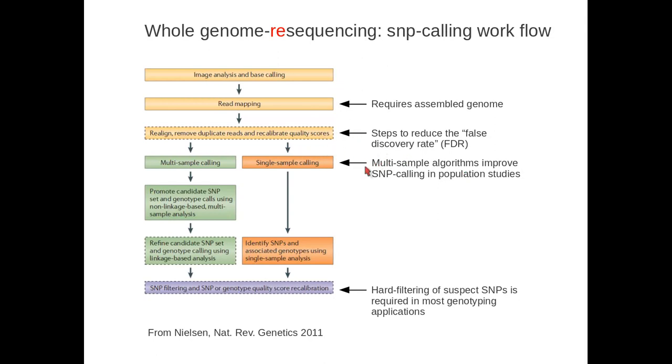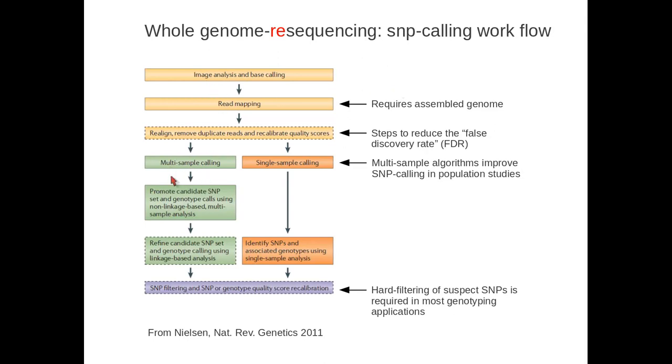Here's one other major point that may not seem obvious at first: the distinction between single sample calling and multi-sample calling. So occasionally you only have one sequenced genome. When that's the case, you obviously do single sample SNP calling, where you align the reads of this single sample to the reference and call SNPs.